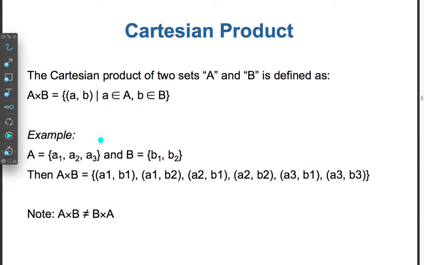For example, see here, A is equal to {a1, a2, a3} and B is equal to {b1, b2}. Then A × B is equal to (a1, b1), (a1, b2), (a2, b1), (a2, b2), (a3, b1), (a3, b2). Note that A × B does not equal B × A. See here more.